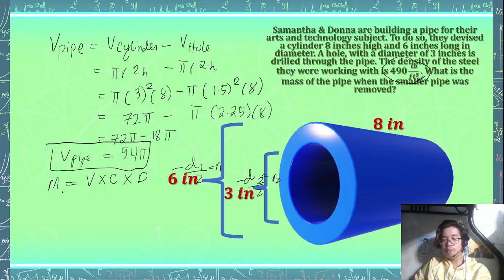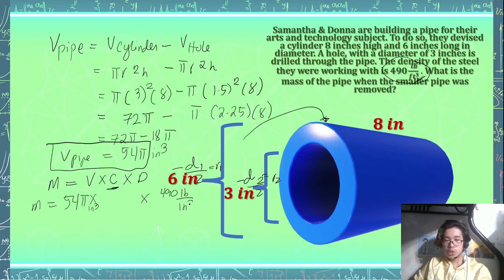So to solve for the mass of our given cylinder, the mass is equal to 54 pi times the conversion factor. But since we don't know yet the conversion factor, let's leave it at that. And then the density is going to be, so this is 54 pi cubic inches. So let's just write the symbols, cubic inches. And this is going to be 490 pounds per cubic inches. So how do we solve for the conversion factor?